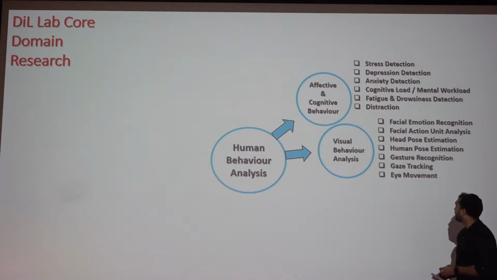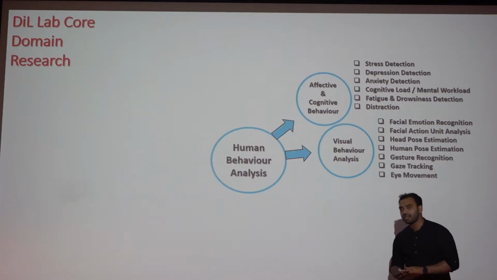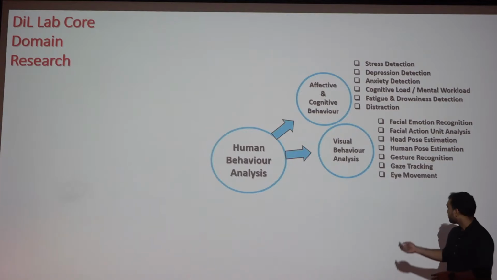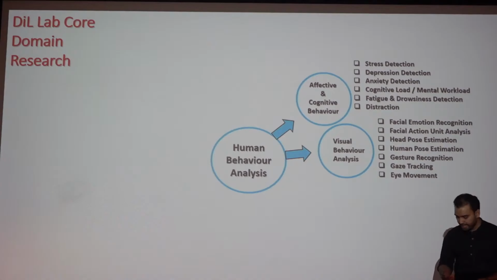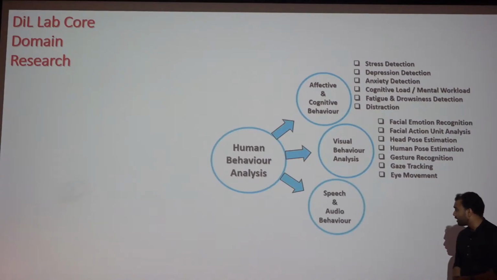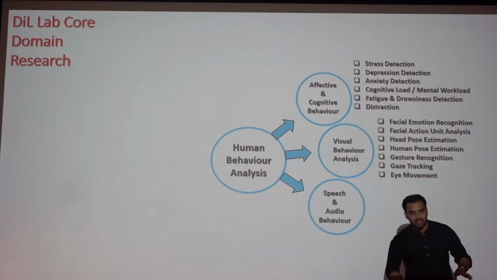Similarly, human pose estimation: we estimate your entire body posture, and based on that we analyze the behavior. Then gaze tracking and eye tracking. These are some of the other components, and we try to understand how the behaviors can be connected. Then speech and audio is another component.